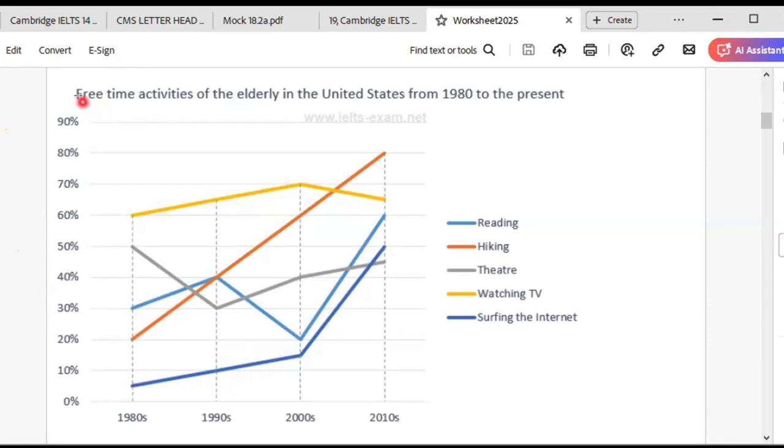Now look at what this title says. Free time activities of the elderly in the United States from 1980 to present. Free time activities. In other words, the things that elderly people did during their free time.